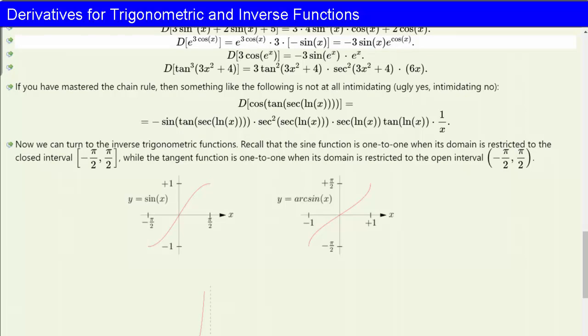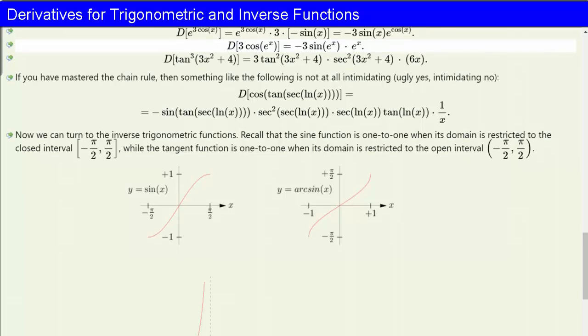Third example, a composition of 2 transcendental functions. The derivative of the exponential of 3 cos x. Well, when you differentiate the exponential function, you just get it back. So you get e to the 3 cos x times the derivative of what's inside the exponential, which is 3 cos x. And that derivative is minus 3 times the sine of x. So the entire derivative is minus 3 sine x times e to the 3 cos x.